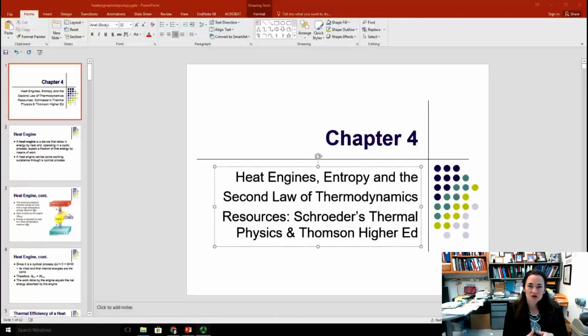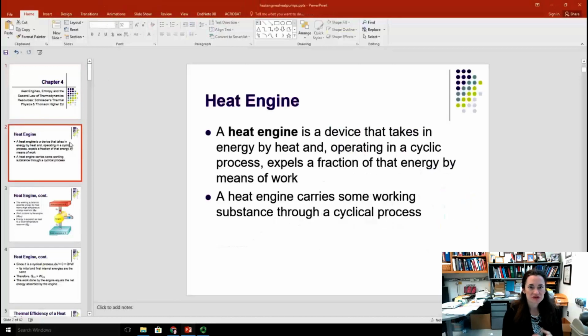So today we're going to start Chapter 4 in Schroeder's Thermal Physics book. I'm also using some resources from Thompson Higher Education to talk about heat engines and heat pumps. So let's get started with the definition.